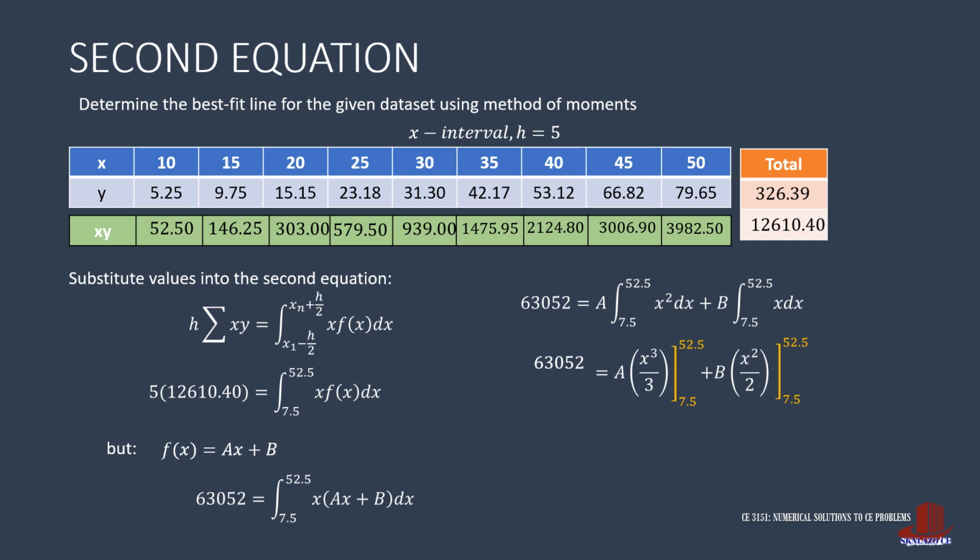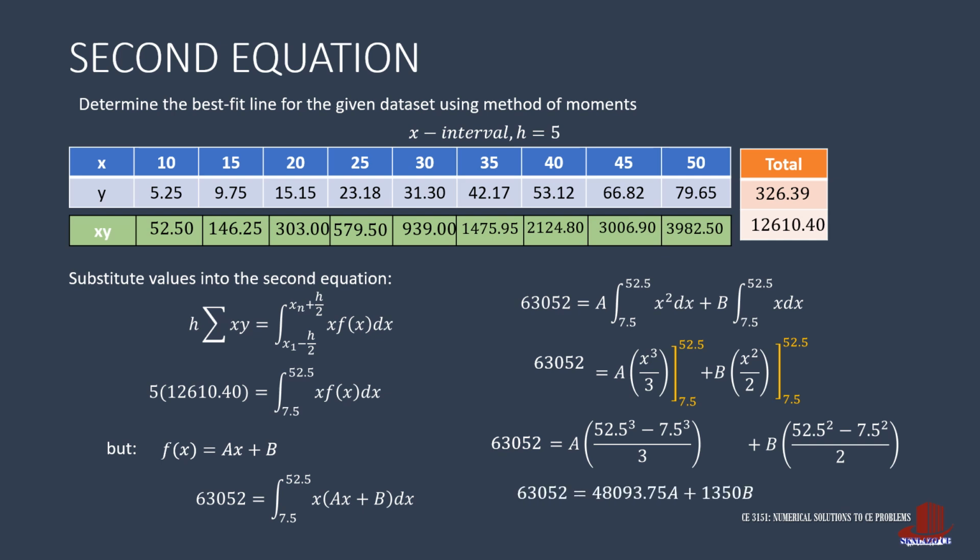So if these limits are plugged into x, we have the second moment as 63,052, which is equal to a times a third of 52.5 cubed minus 7.5 cubed. Add the other term with b times half of 52.5 squared less 7.5 squared. Upon further simplification, the second equation is determined as 63,052, which is equal to 48,093.75a plus 1,350b.